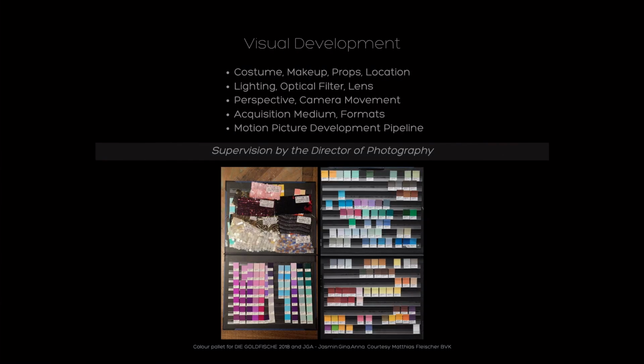It's the costume, the makeup, the props, location, lighting, optical filters, lens, how you move the camera, the perspective, full frame, all of that, the acquisition mediums, the formats. But then it doesn't stop there. It goes through the motion picture development pipeline. This was the photon pass I was showing you, the whole process of that. That belongs, at least in our vision at FilmLight, to this visual development process.